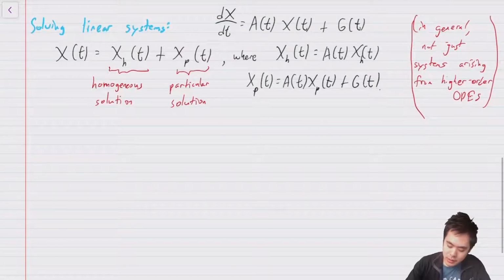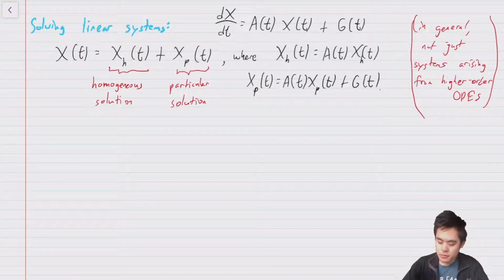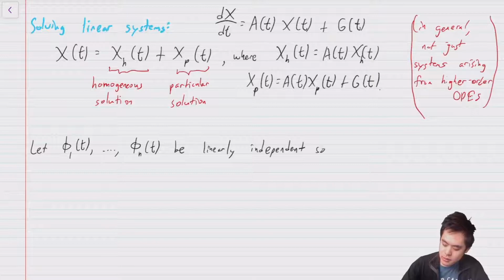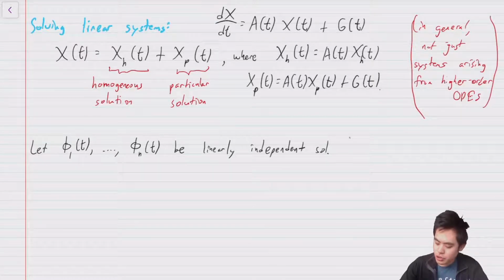And as with linear ODEs, you can create a set of fundamental solutions. So let's let phi 1 of t through phi n of t be linearly independent solutions to the homogeneous equation.